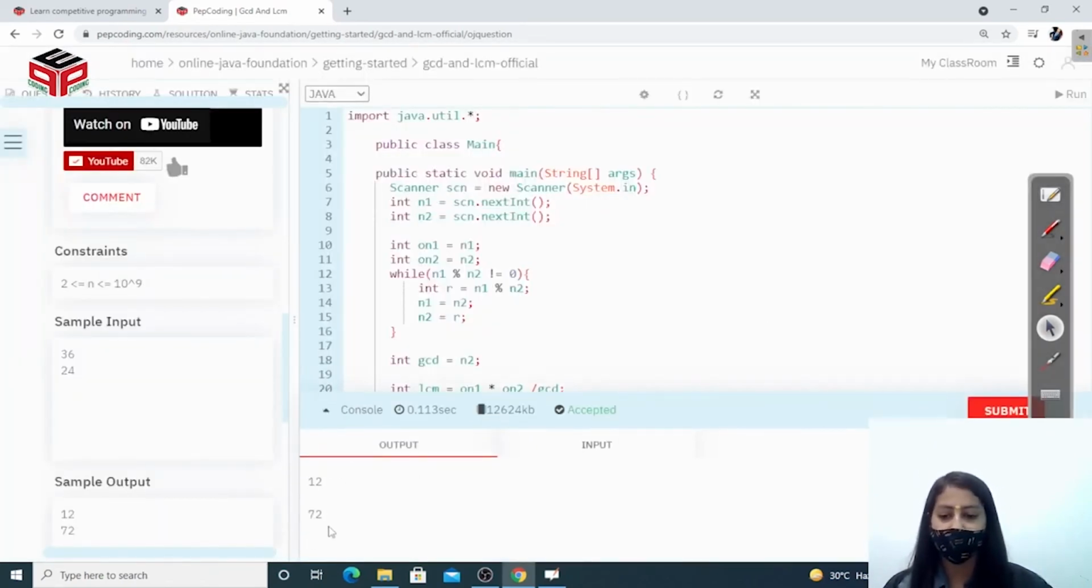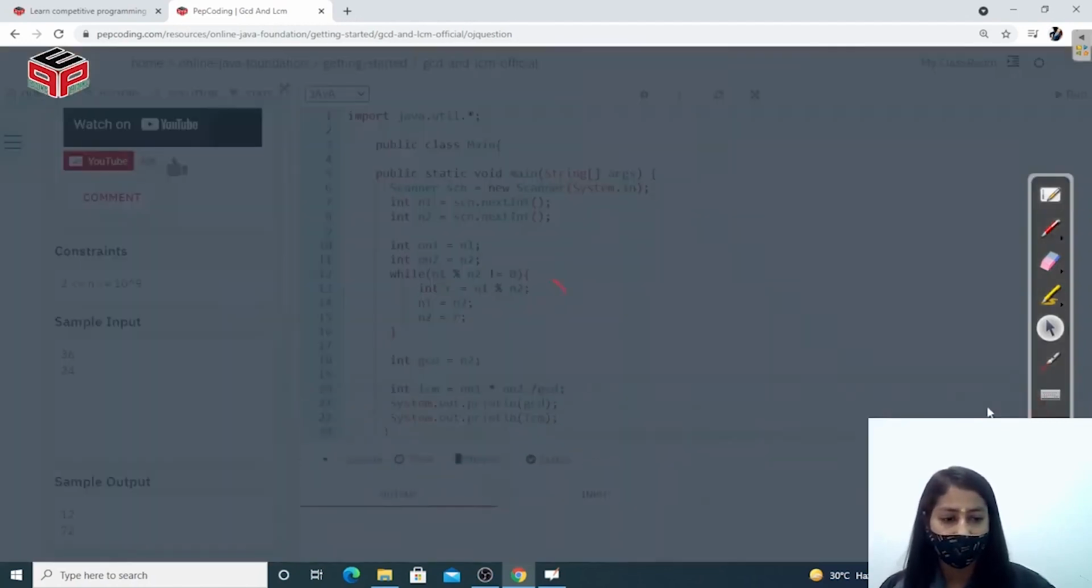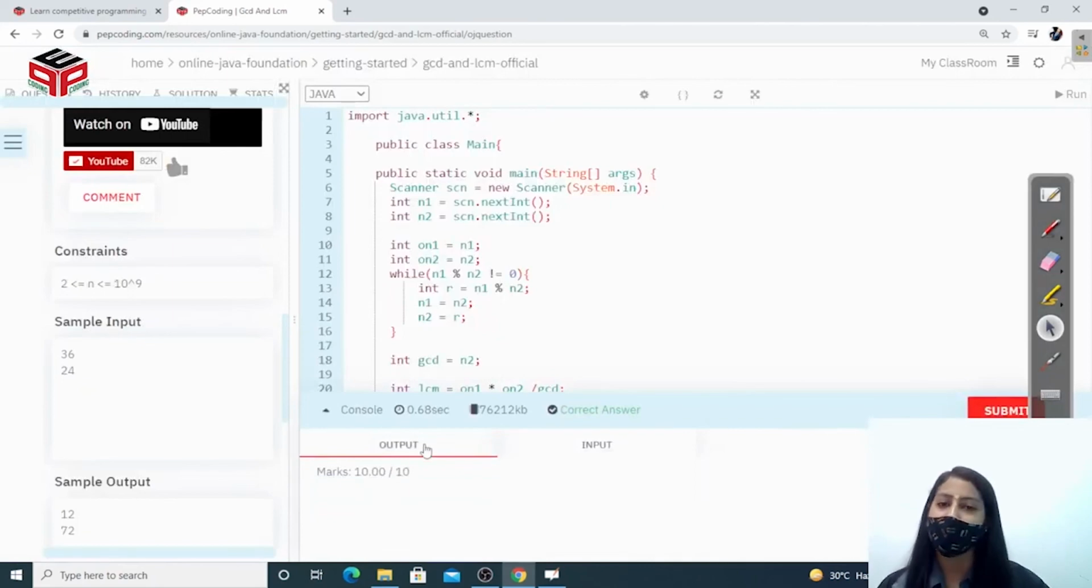So let's try to run this code. We are getting the expected output. Let's try to submit it. We are getting the correct answer.